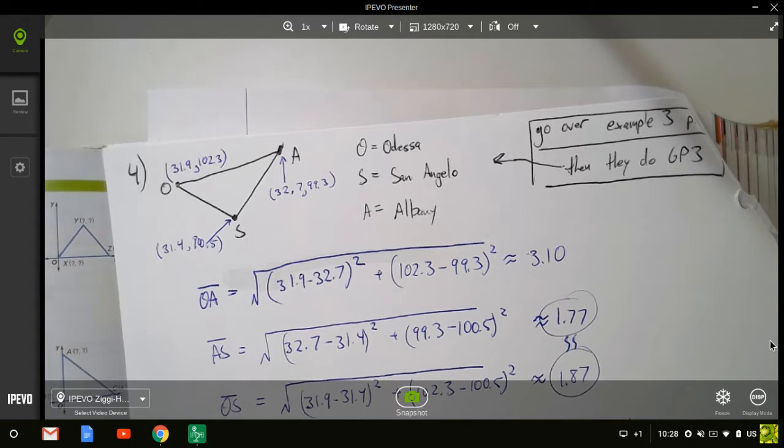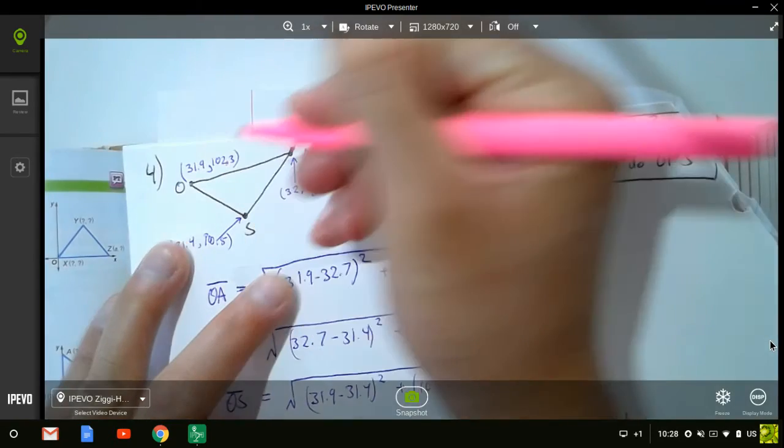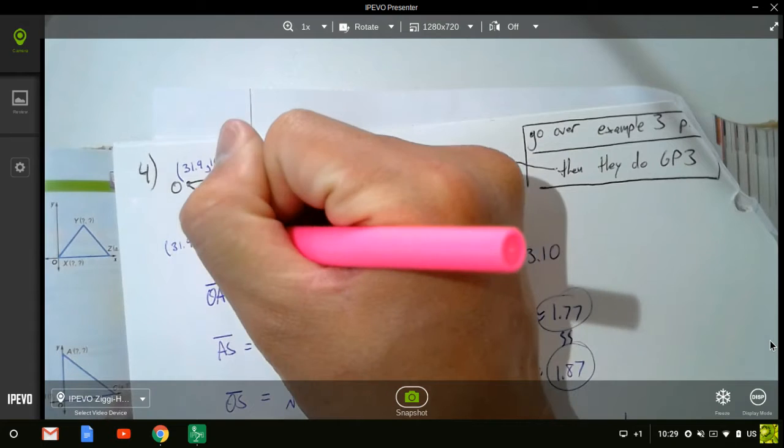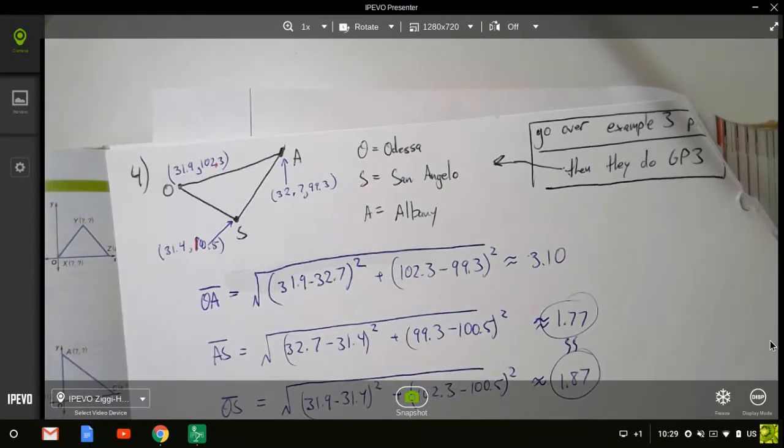Look at your warm up. Okay, go ahead. What's your question? Is that the angle or the side? Those right there are coordinates. 31.9 comma 102.3. That's 102.3, not 1023. And for S, is it 31.4? And is that 100? That's 100. So 31.4 comma 100.5, and the last one is 32.7 comma 99.3.